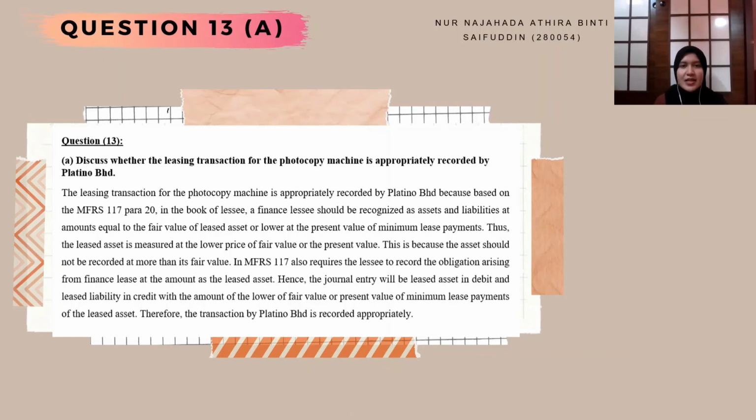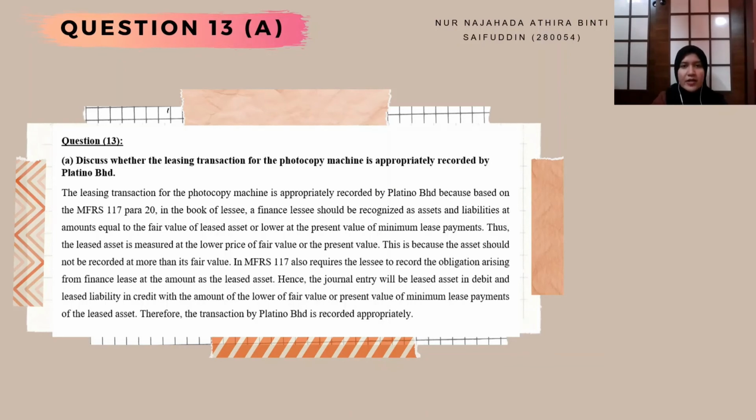Question 13A asks, discuss whether the leasing transaction for the photocopy machine is appropriately recorded by Platino Berhad. The answer is that the leasing transaction is appropriately recorded because, based on MFRS 117 paragraph 20, in the books of the lessee, a finance lessee should recognize assets and liabilities at amounts equal to the fair value of the lease asset or the present value of the minimum lease payment. Thus, the lease asset is measured at the lower of fair value or present value. This is because the asset should not be recorded at more than its fair value.